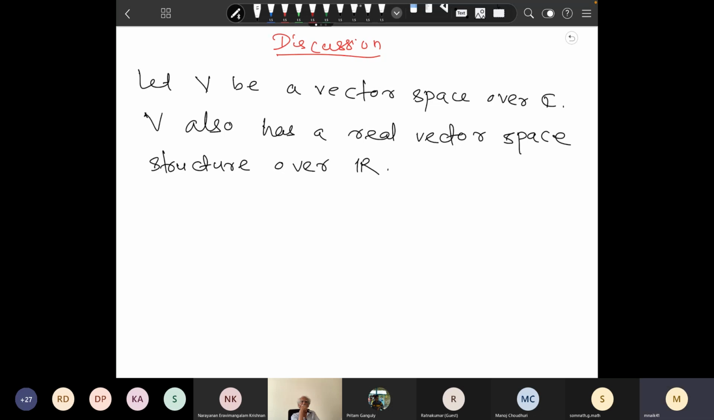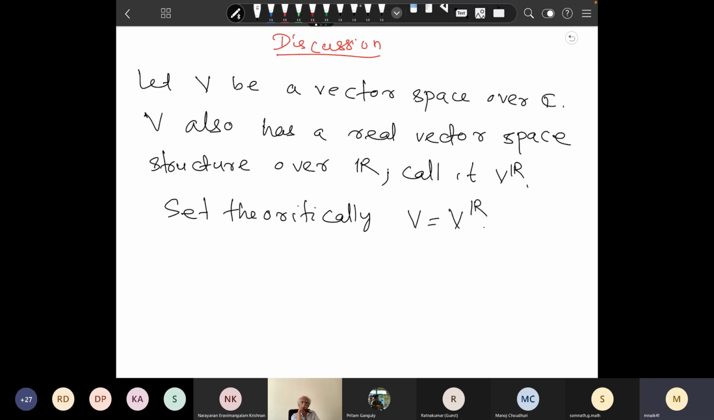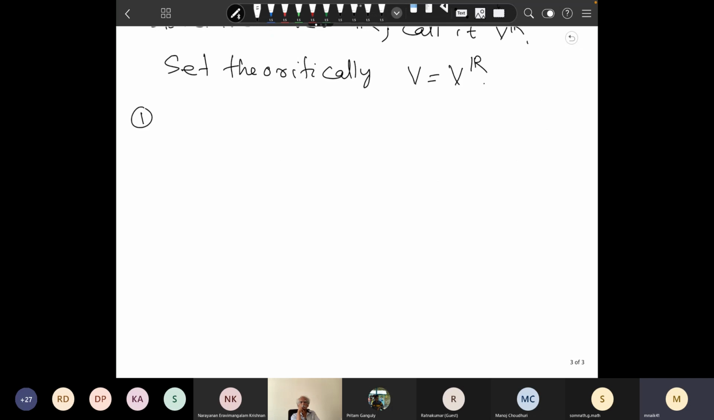Okay, so V also has a real vector space structure over R. I call it V^R, just to differentiate it from the complex vector space structure. So set theoretically, V is equal to V^R. First thing, observe that the dimension of V^R over R is equal to 2 times the dimension of V over C.